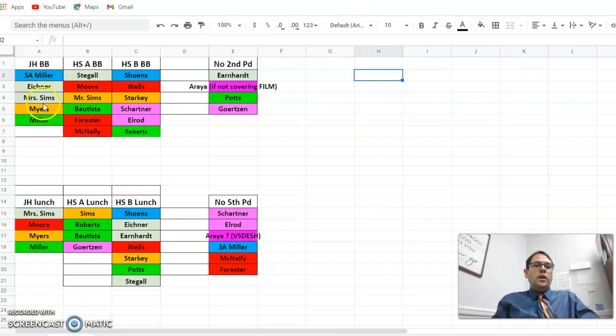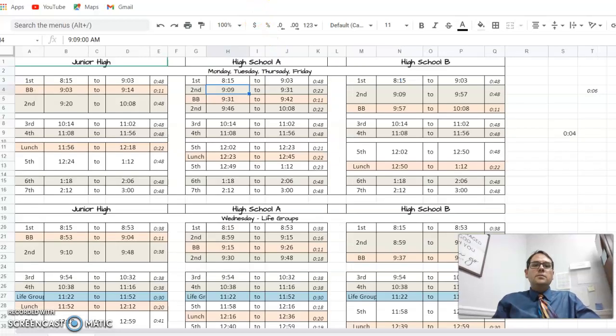This is the junior high breakfast break student or teachers, the high school A breakfast break teachers, and the high school B. And then these ones over here have no second period. And then the same down here for lunch: junior high, high school lunch A, high school lunch B, and no fifth period. So sometimes people can have high school A breakfast break, but then lunch B. And again, that just depends on whether you have second period or what grade you teach second period and what grade you teach fifth period.